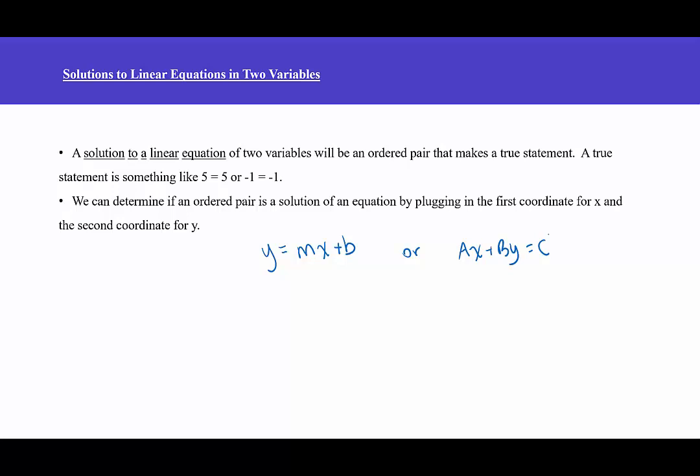So in either of these two forms or any other variation, the x and the y are the variables, and they're both being raised to the first power. They don't have any radicals. They're not in denominators or anything like that. That's what makes a linear equation.